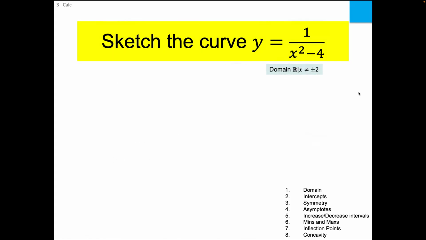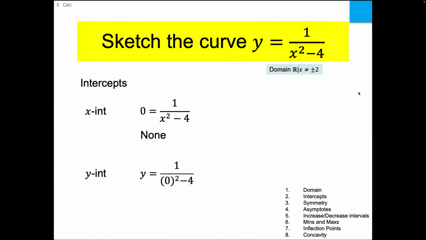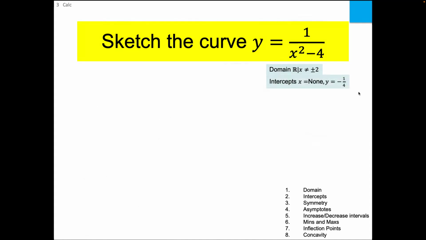Abby? The y-intercept would just be negative 1/4. X-intercept. Multiplied by x squared minus... Okay. Yeah, I think that one through again. Oh, no x-intercept. We get this silly thing that would say 0 is equal to 1, and that's not true. So no x-intercept, and the y-intercept you said was negative 1/4. Yes, this is the one we did.